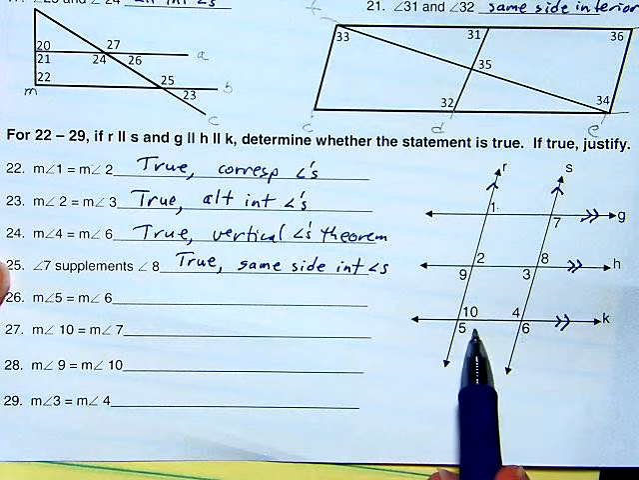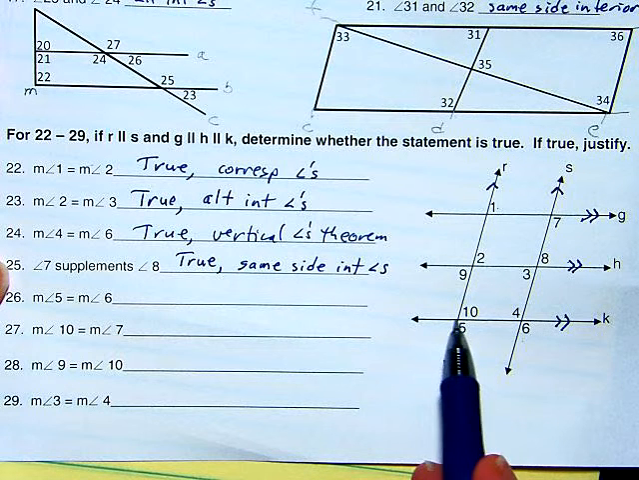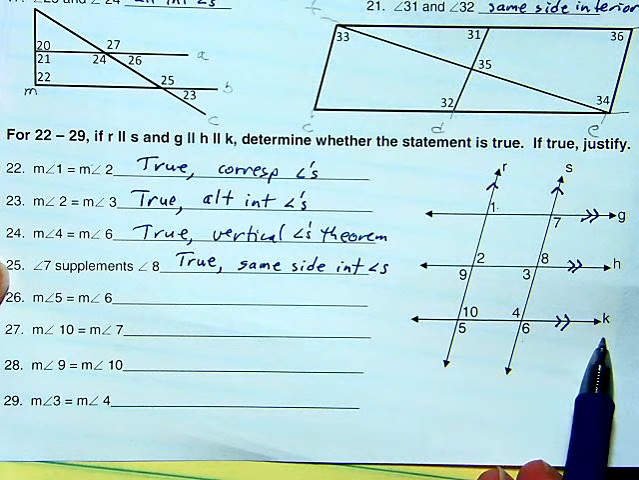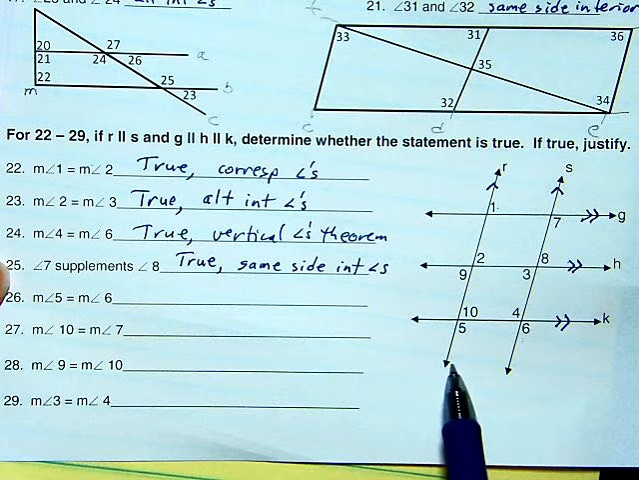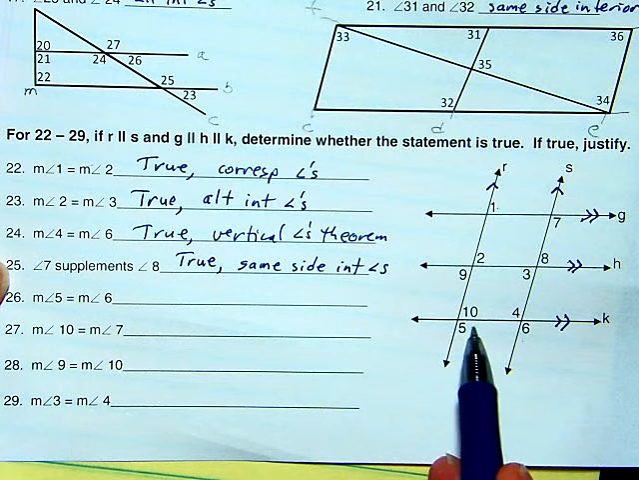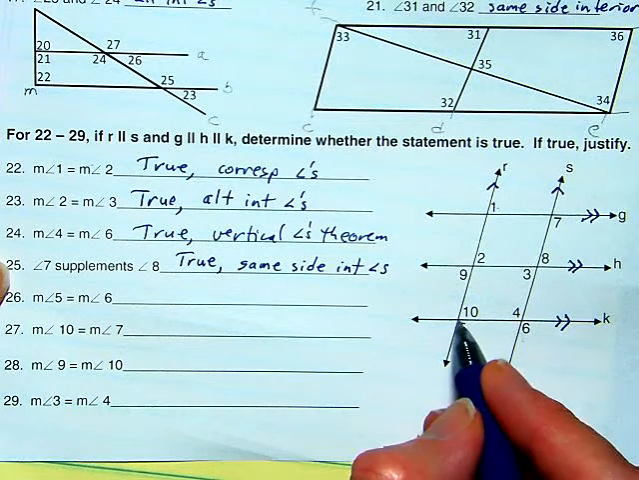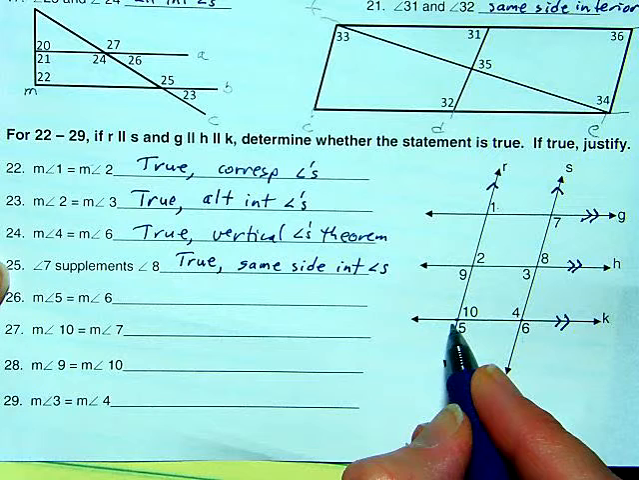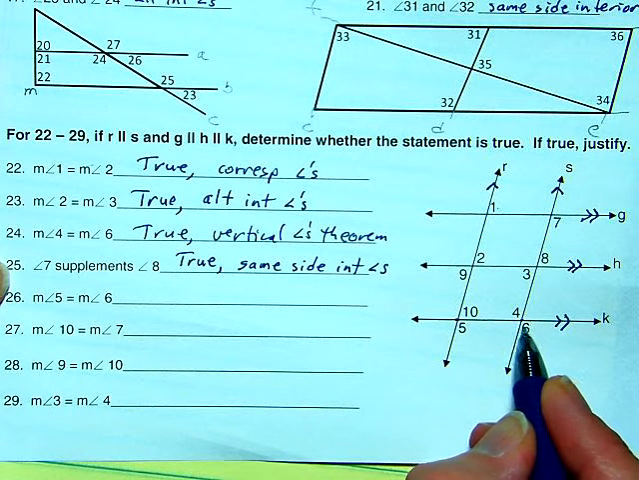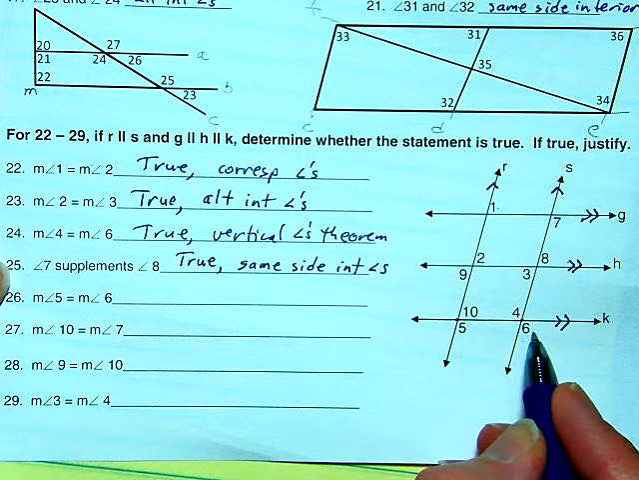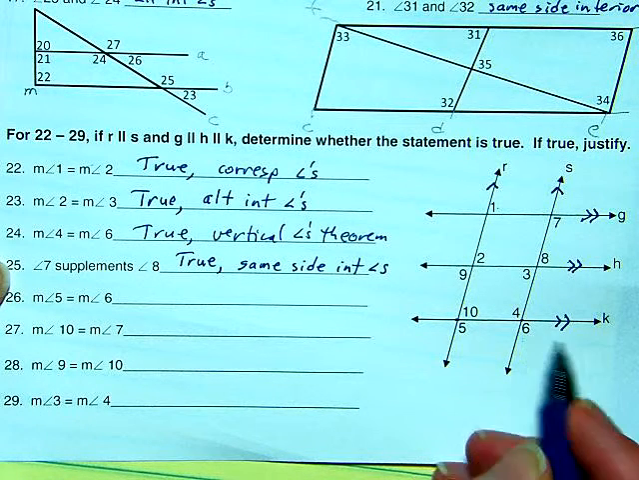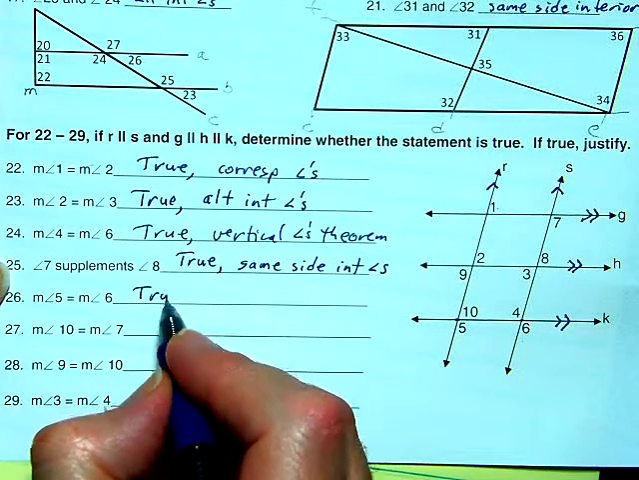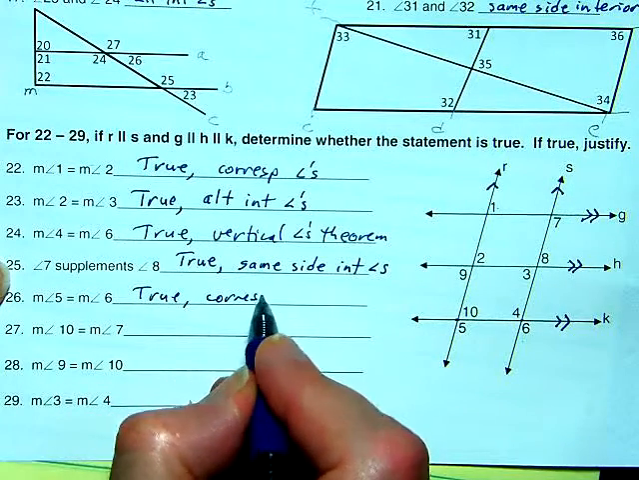I hope you see that they both share the same transversal K as it cuts across the parallel lines R and S. And they're both in the same position relative to the points. Okay, they're both in the lower right-hand position as this diagram is drawn. So they are corresponding angles. Corresponding angles have equal measure. So this is true because they are corresponding angles.